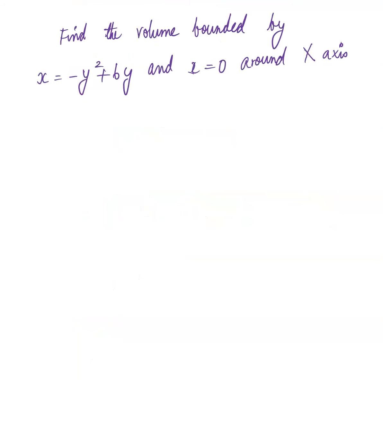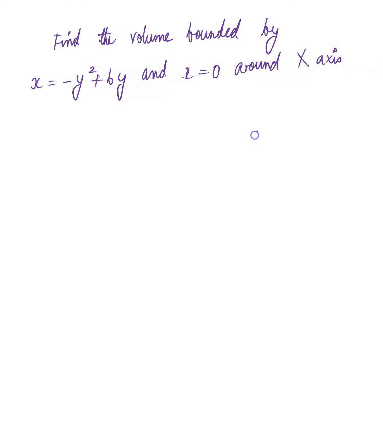Find the volume bounded by x equals negative y squared plus 6y and x equals 0 around the x-axis. So to roughly draw this curve, you know that this is all switched around, meaning x and y are switched around. Which means this is like a parabola, but C-shaped. If it were a positive y squared, I would see it like a C. If it's a negative y squared, it's an inverted C shape. So I know my graph will be like this. This is all informed by algebra. So I'm thinking this must be something like this.